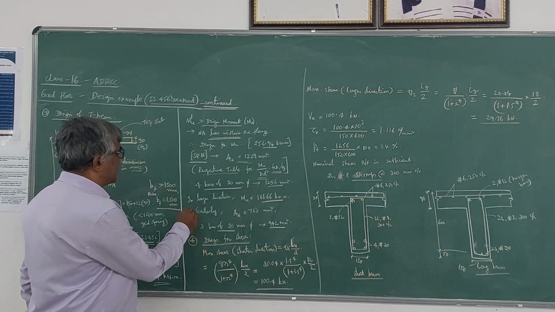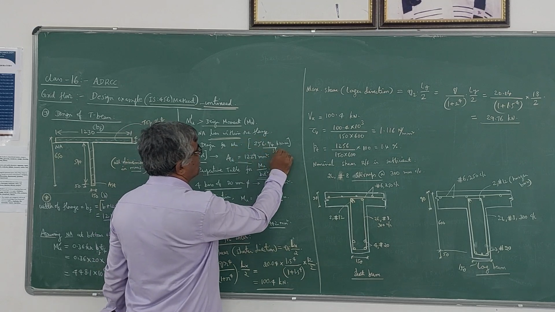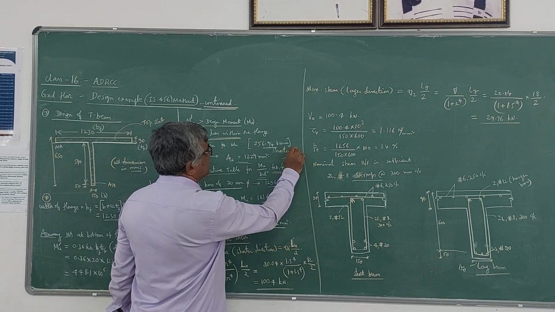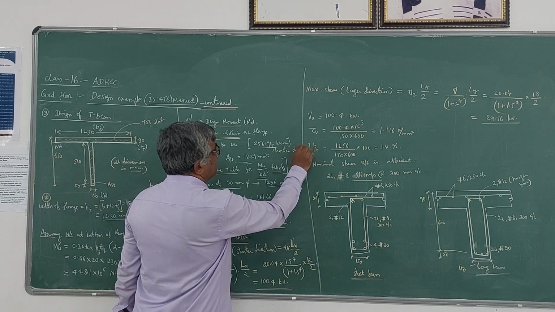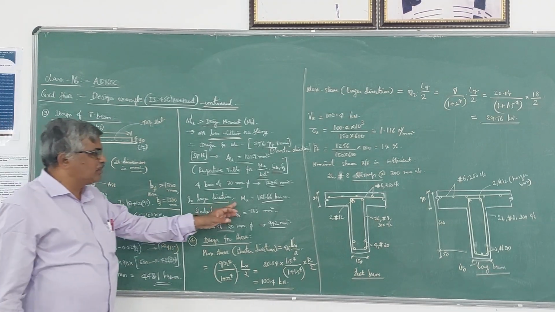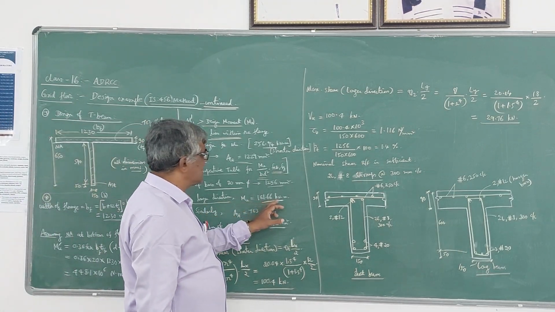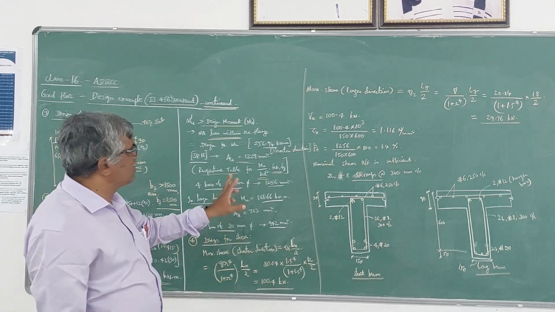Similarly, in the longer direction, the 256 you have got is in the shorter direction, and in the longer direction, the moment you have got is Mu, which in this case is 161.66. So for this also we have to design the reinforcement in a similar manner.